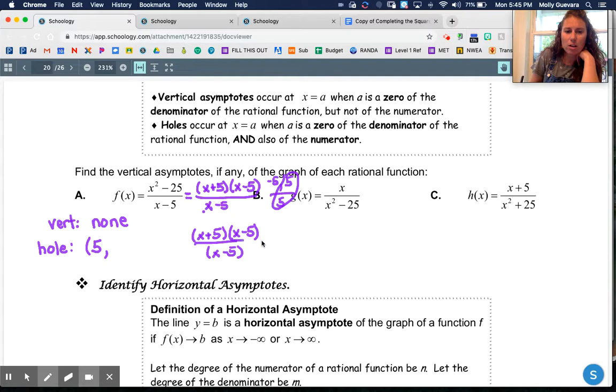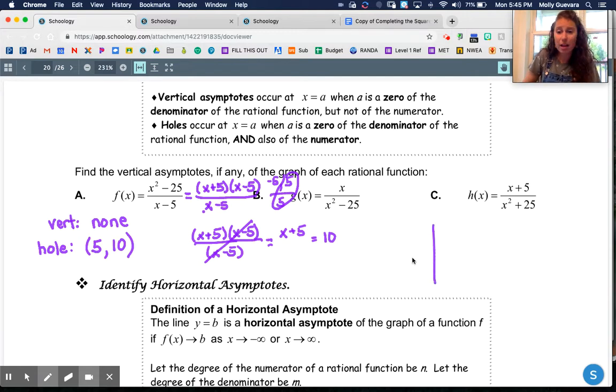Okay, so the x minus 5, that's where my hole is. So I'm going to ignore that. And then I have x plus 5 left over. So you write everything that's left over, whether it's on the top or the bottom. And then you just plug in your x value. So I get 10 because 5 plus 5 is 10. So the hole is located at (5, 10).